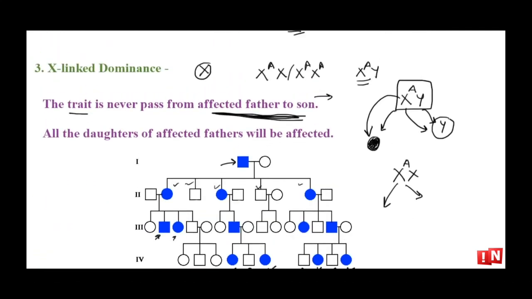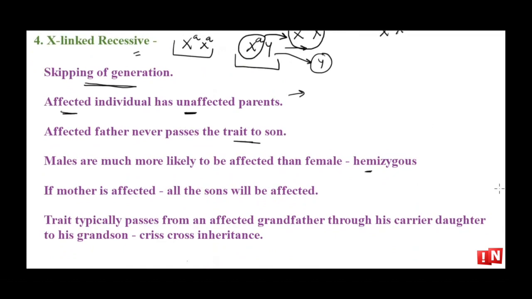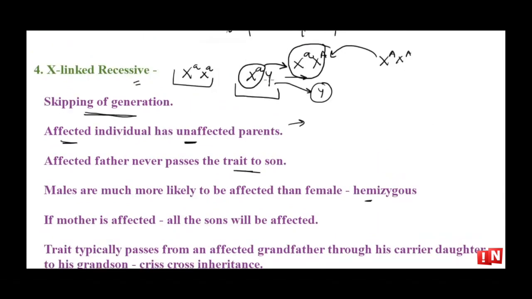So in X-linked dominant we saw that if the father is affected, all the sons will be normal, but all the daughters will be affected. In case of X-linked recessive, as we just saw, if the father is affected, no matter what, all the sons are going to be unaffected, and it is not necessary that all the daughters will be affected. But if a mother is affected, all her sons are going to be affected.